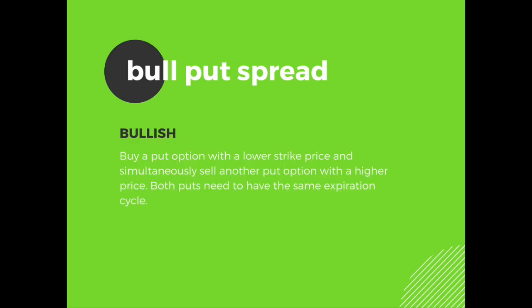Now, let's take a quick look at the third vertical spread strategy, the bull put spread. This is a bullish strategy and it requires the trader to buy a put option with a lower strike price and simultaneously sell another put option with a higher price. Again, both of these option transactions need to share the same expiration date.